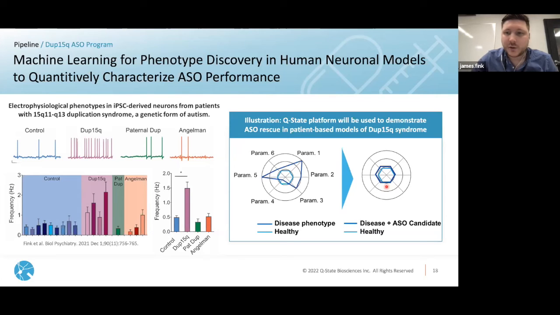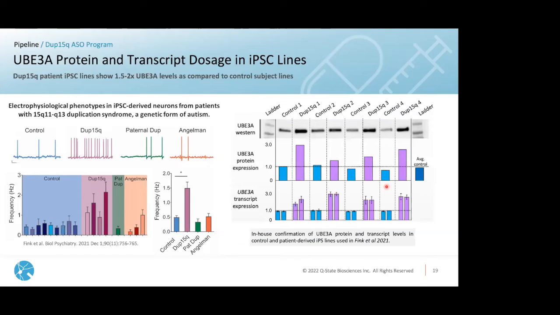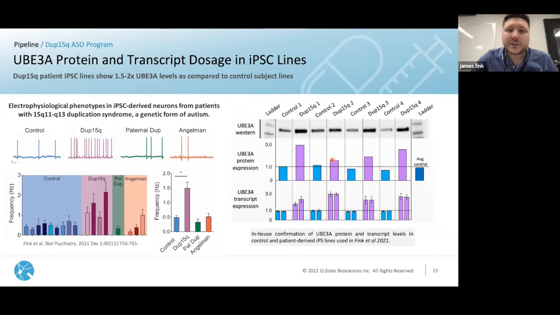And that's something that's ongoing today. We've acquired these cell lines in-house as well and have licensed them from the University of Connecticut. And we're just showing here that the cell lines from the DUP15Q patients both have increased expression at both the protein and transcript levels.